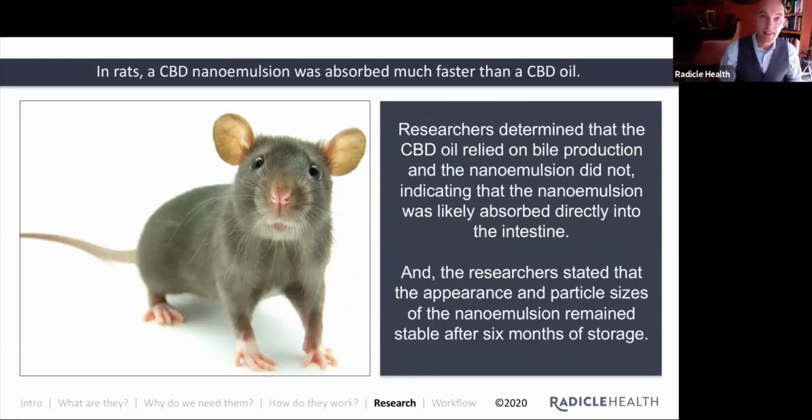For time of onset, it's difficult to ask a rat how it's feeling. So they measure this by testing Cmax, the maximum serum concentration in the plasma. The rats absorbed the nanoemulsion much faster than the CBD oil, and the peak effects were measured at 2.5 hours for the nanoemulsion versus 8 hours for the CBD oil. That's an improvement of a factor of 3. That's really significant.